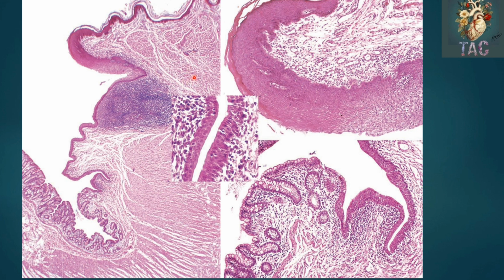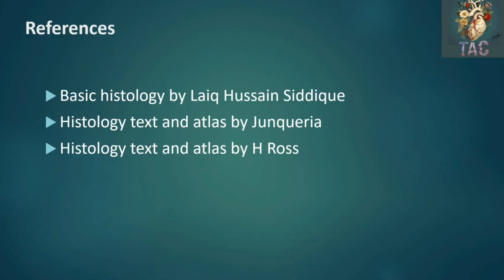So this is the section of the external anal sphincter, which is a skeletal muscle and which is derived from the skeletal muscles of the perineum. So this is the diagram of the anal canal and the rectum. And now I complete our today's class.